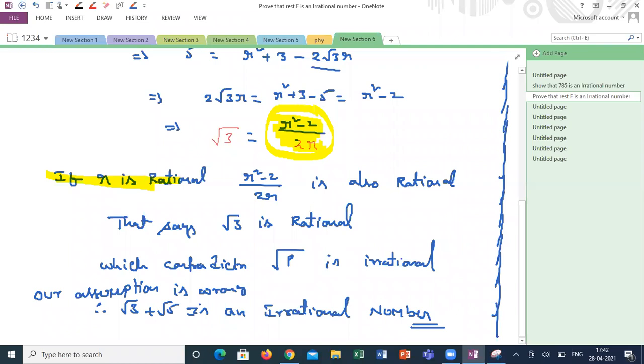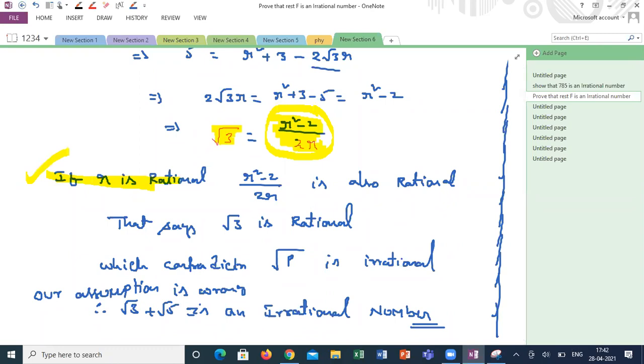Instead of explaining all those things, we already did them in grade 8, 9. If R is rational, any algebraic expression related to R, it might be a quadratic equation and all, (R square minus 2) by 2R is also rational. That statement says root 3 is rational. So without saying how I can say root 3 is rational, that's the reason I am giving this conclusion statement. Okay, sir. Got it?